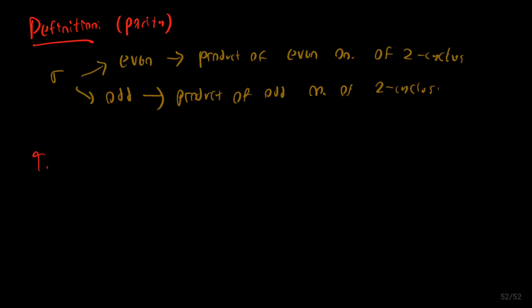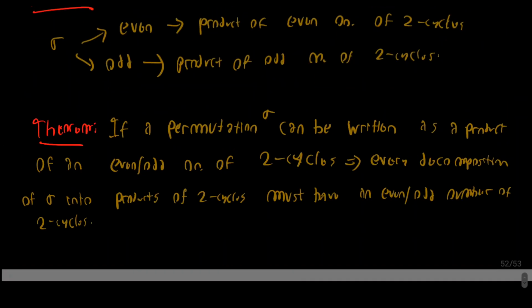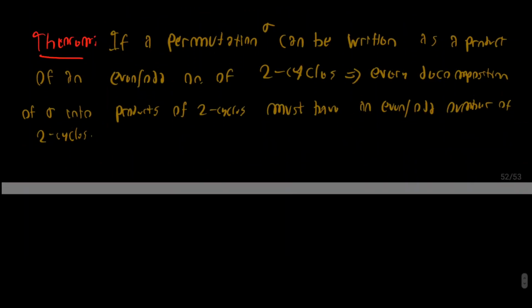The result that rules all of this out is the following theorem: if a permutation sigma can be written as a product of an even or odd number of 2 cycles, then every decomposition of sigma into products of 2 cycles must have either an even or odd number of 2 cycles.